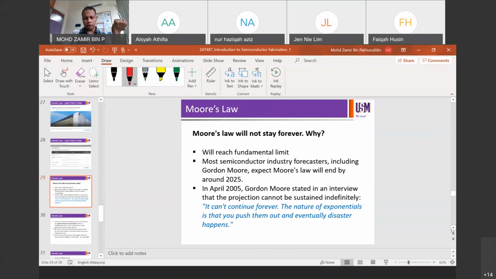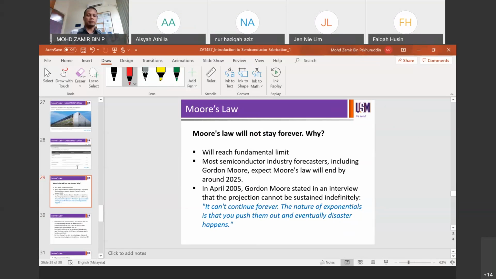Okay, so Moore's law will not stay forever. Why is it so? Because it will reach a fundamental limit. Why do you think Moore's law will not stay on forever? Now we are close to 5nm production, and TSMC is pushing for 3nm. How low can we go? Reaching the fundamental limit means what? What do you think it means? Faika, any idea? What will be our limit?